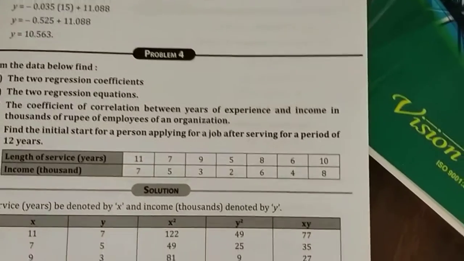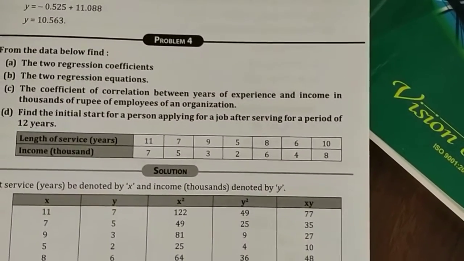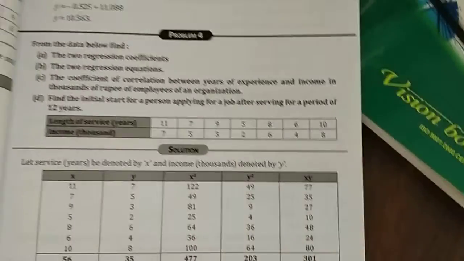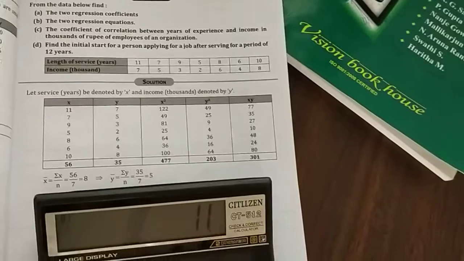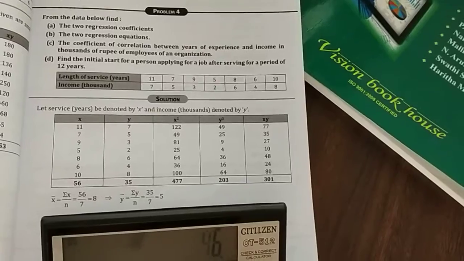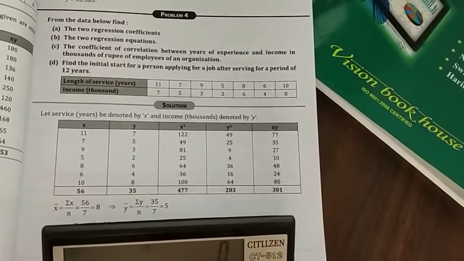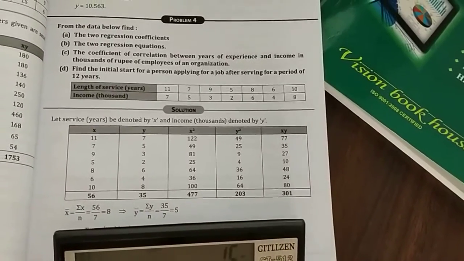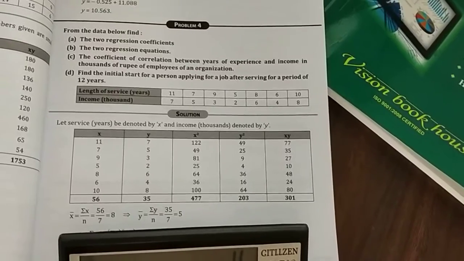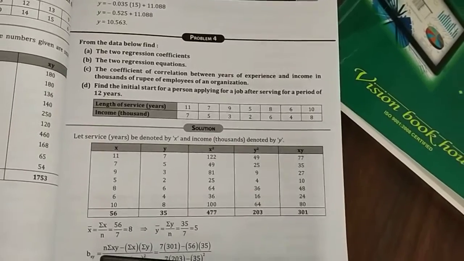So here is the question. X, years of experience: 11, 7, 9, 5, 8, 6, 10. Income in thousands is called Y: 7, 5, 3, 2, 6, 4, 8. Now we have to find the total of X and total of Y. 11 plus 7 plus 9 plus 5 plus 8 plus 6 plus 10 is 56. Total of Y, 7 plus 5 plus 3 plus 2 plus 6 plus 4 plus 8, is 35.